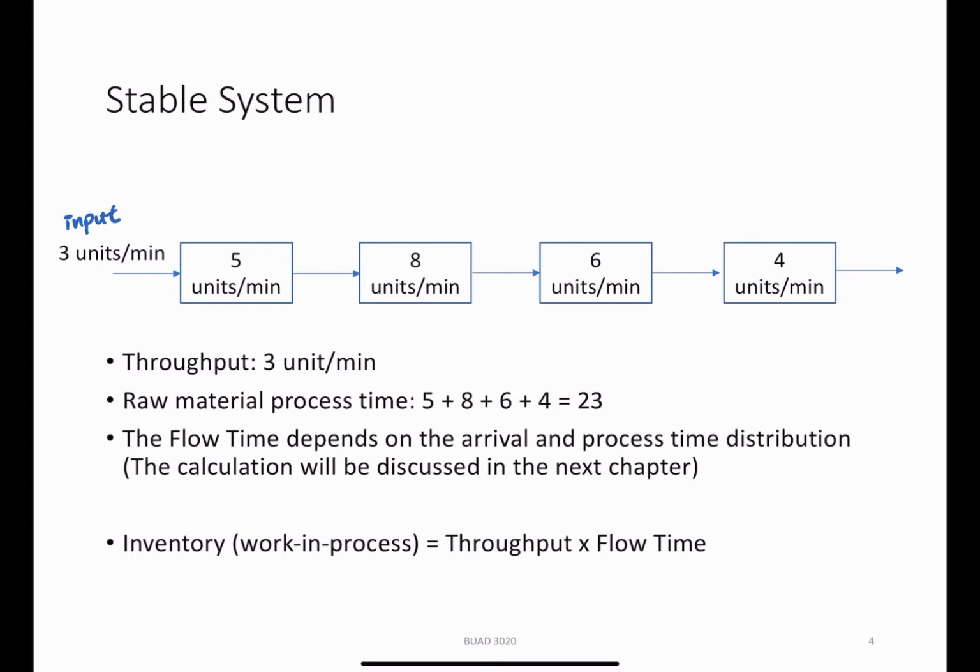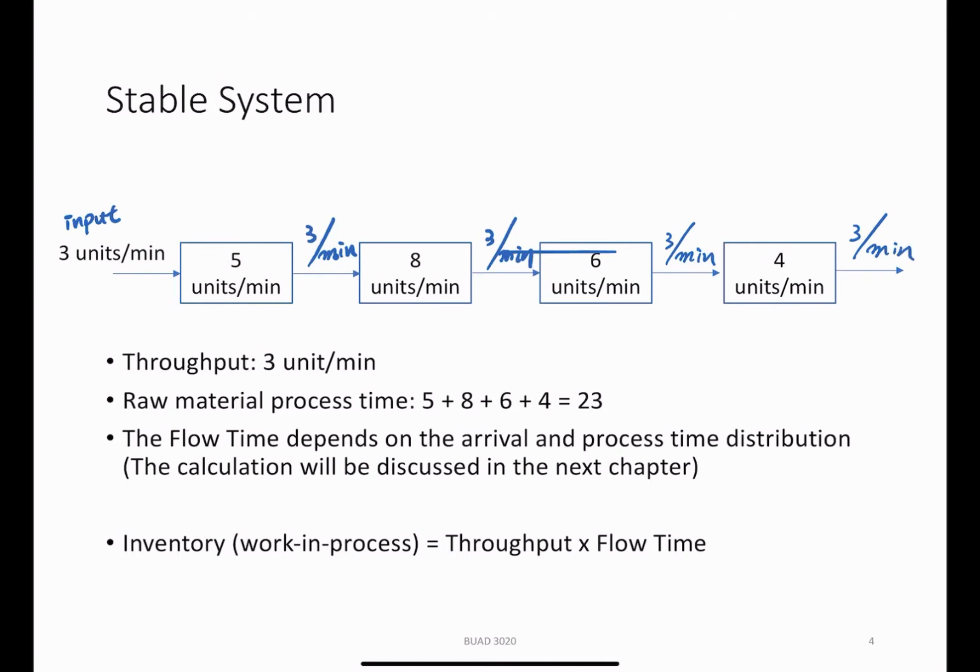And once you know you have a stable system, we know the throughput rate will be your input rate. The reason is that when your raw material goes into the first station, because your input rate is 3, although your first station can process 5 units per minute, the material goes to the second station at a rate of 3 per minute as well. Similarly, it will go to the next station at 3 per minute, and then to the next station at 3 per minute. So the output will be 3 per minute, and that will be our throughput.